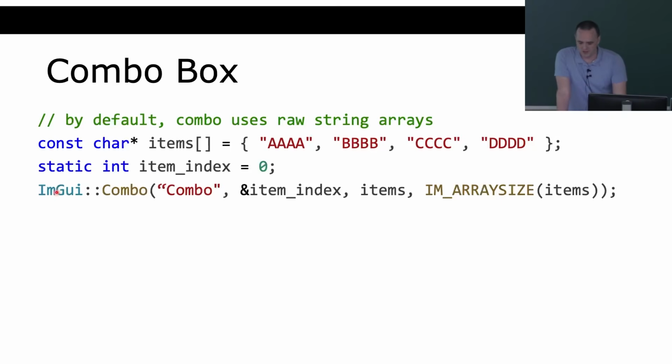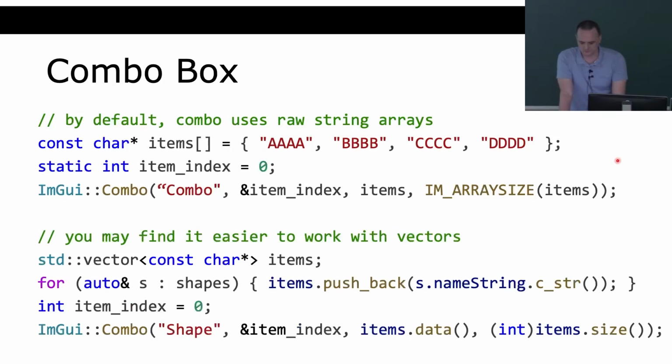All right? And so to create a combo box, you give it a name. You give it a pointer to the current item index, then a pointer to the array of strings, and then you give it the size of that array. And instead of just saying 4 here, I can use the ImGui array size function to get the size of that array and pass it in if I want to. It's just nicer than hard coding all these magic numbers around.